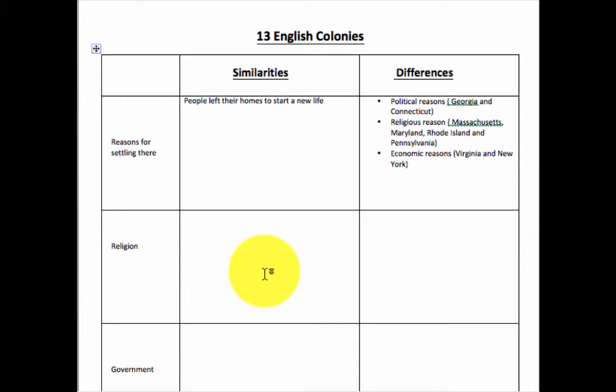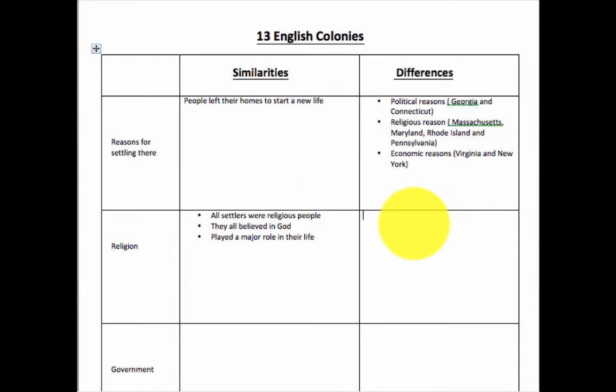There are a few more similarities in religion than we have in the reasons for settling. The similarities in religion are that all settlers were religious people. Even though religion might not have been the sole reason why certain people moved to these areas, they are all somewhat religious in their own sense. They all believe in God, and religion also plays a major role in their lives.